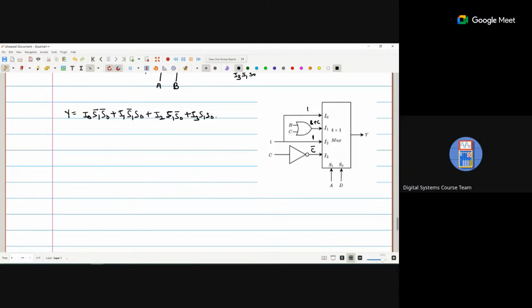Yes, you try it. Sir, can you do this one? Okay. So just put the values.